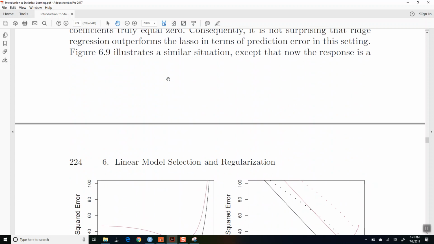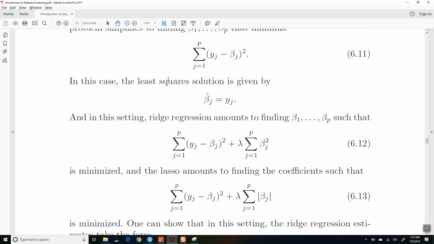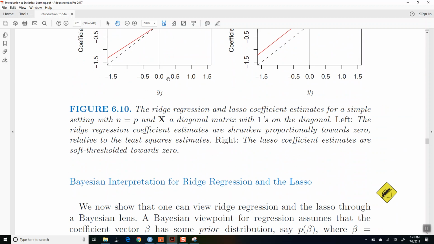Okay, and so do your reading, and it talks a little bit more about lasso and ridge regression.